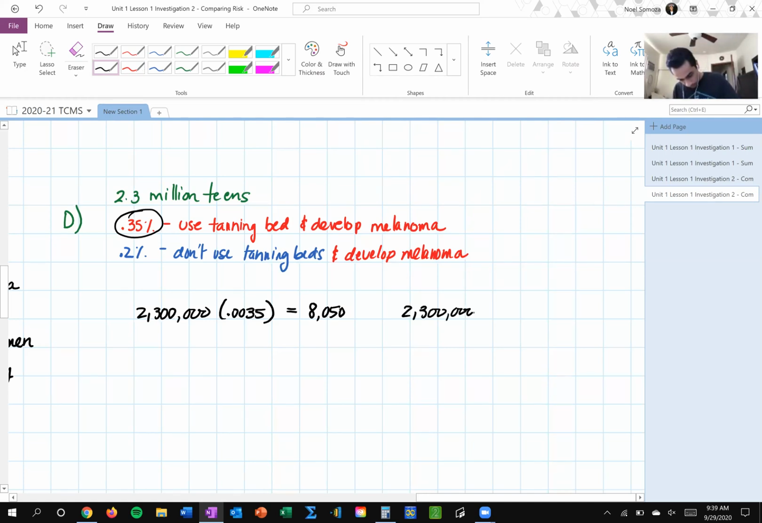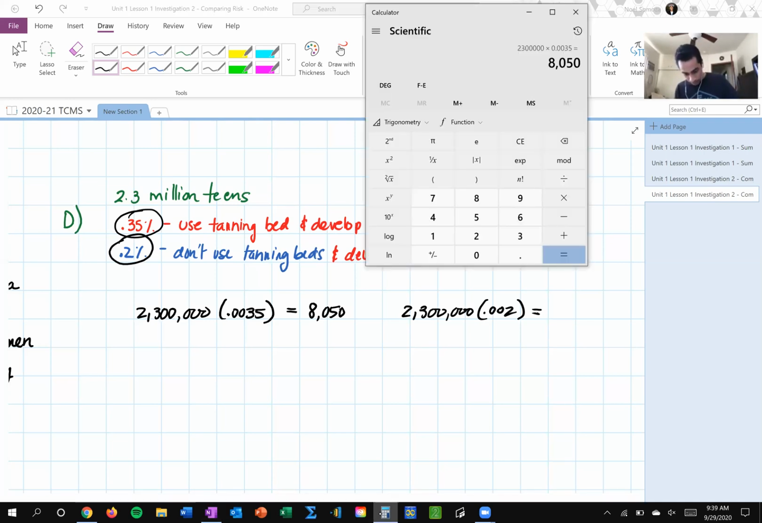2,300,000. And this time we multiply that by a factor of 0.002. So I'd still take my percentage, convert that to a proportion, and I believe here what we would get is 4,600.